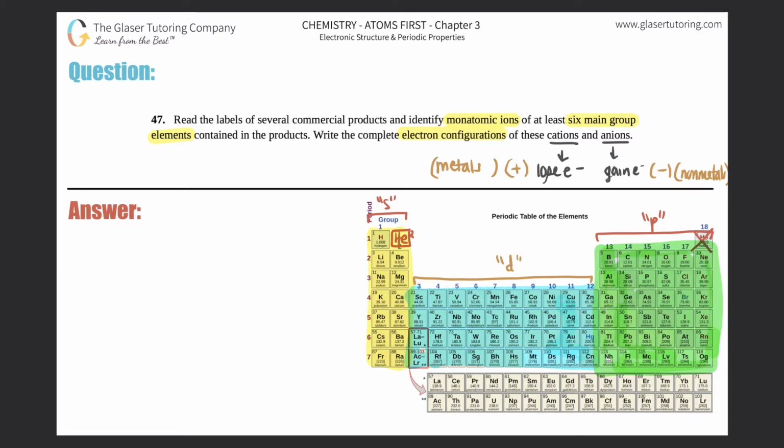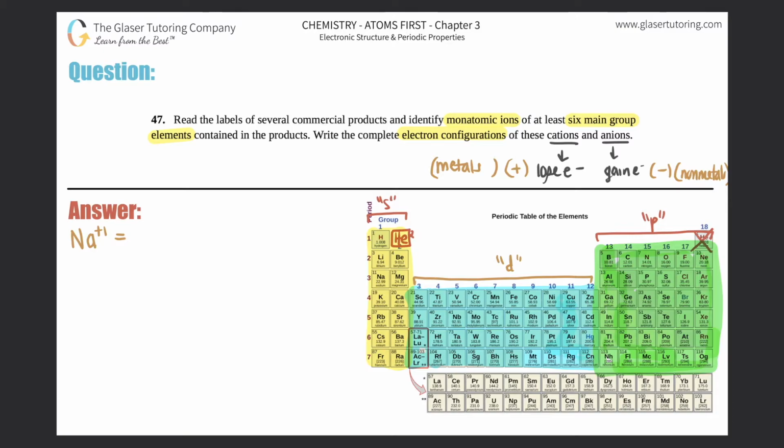Okay. So we just need the cations and anions. For the first one, we're going to do Na, sodium plus 1. This could be found in salt, right? Table salt is NaCl. So Na plus 1 would be the cation for salt.